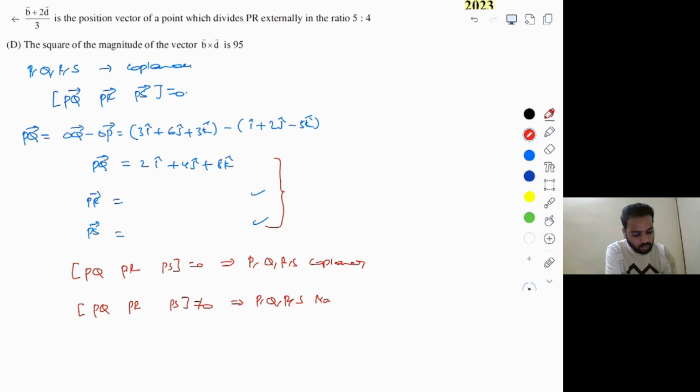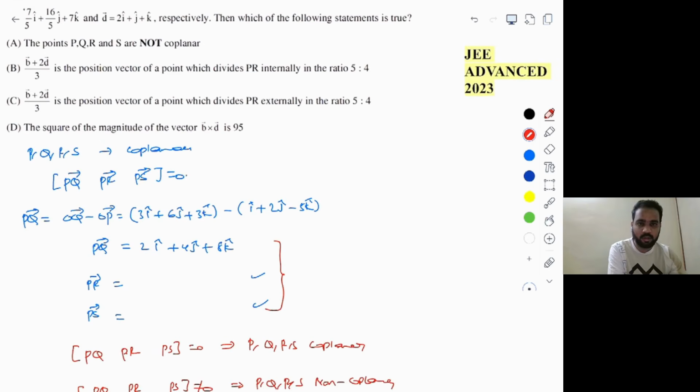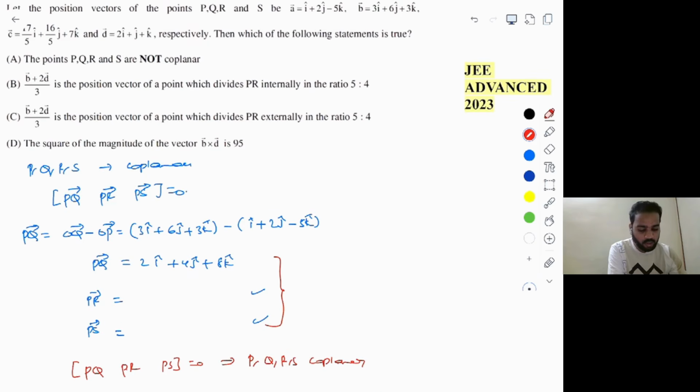Then they are non-coplanar vectors. And I'm leaving the calculation part for you. Directly, you know how to calculate the box product of three vectors, right? So let's leave the calculation part for you, and in that way, you try to check for option A.